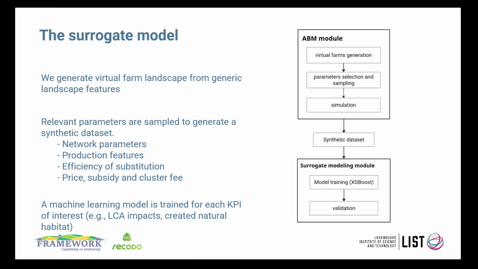With this data, we started a lot of simulations, and we came up with a synthetic database. So the synthetic database was then fed into machine learning pipelines to generate models that were predicting the KPIs of interest given the particular inputs. We consider KPIs such as life cycle assessment impacts, but also natural habitat and other ecosystem service metrics.